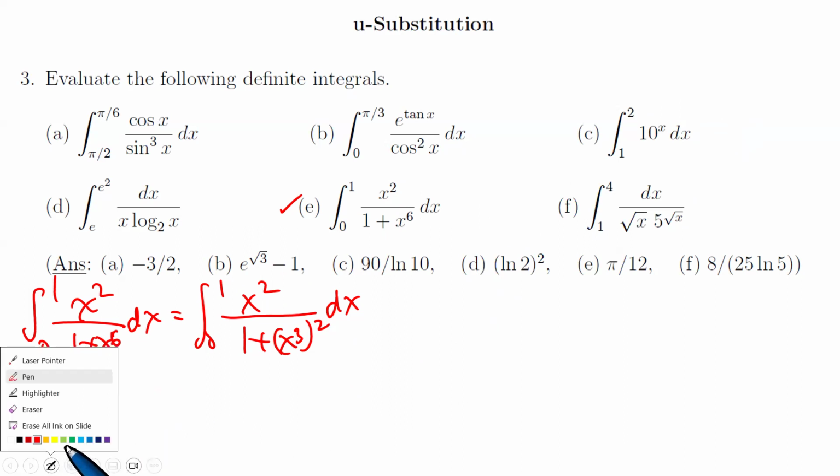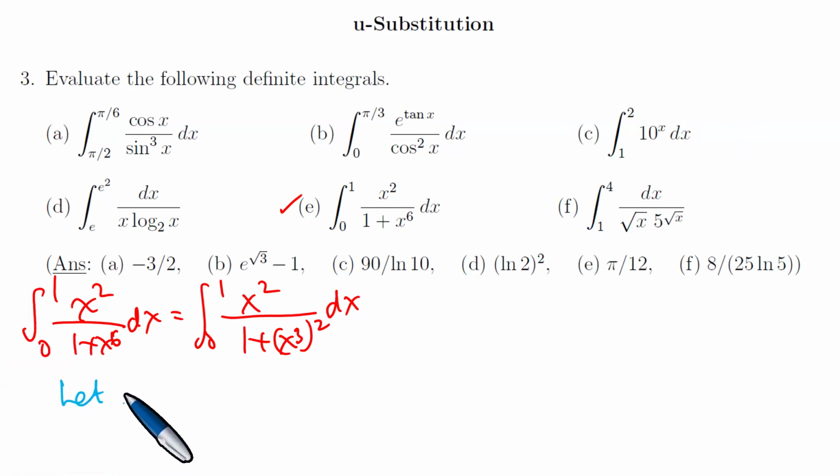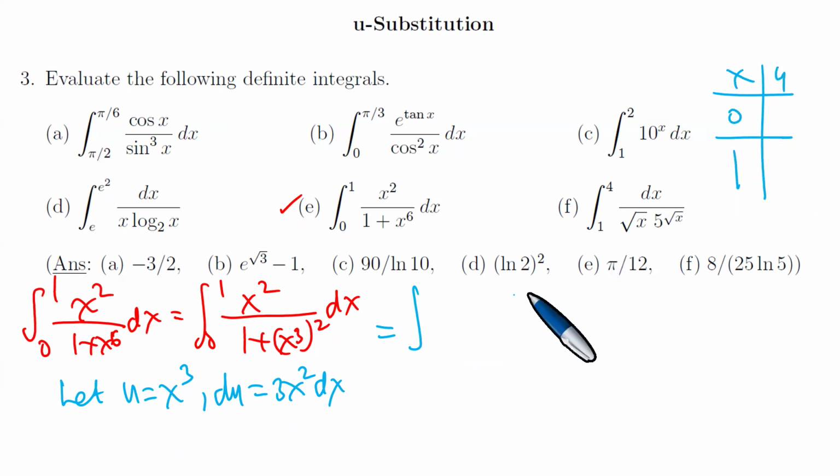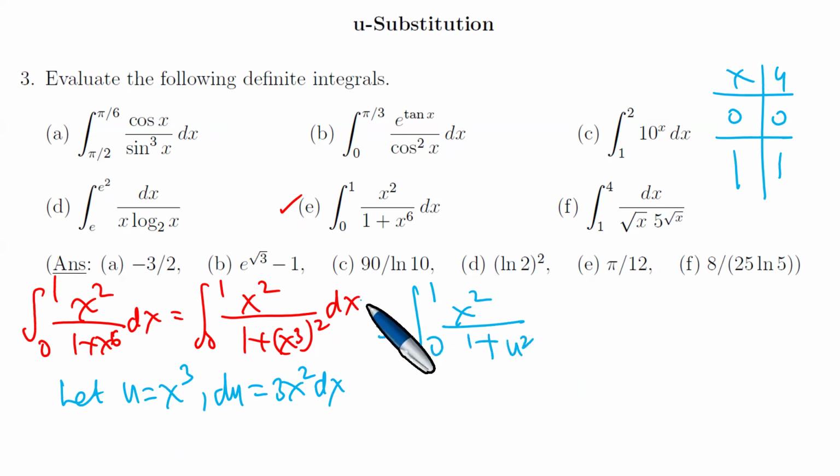So which means that we are in business and we let u be x cubed. du is 3x squared dx. The integral from 0 to 1. u is x cubed. 1 plus, what is the x cubed? It is u. So it's going to be u squared. Okay, integration. So you need to repeat these problems.